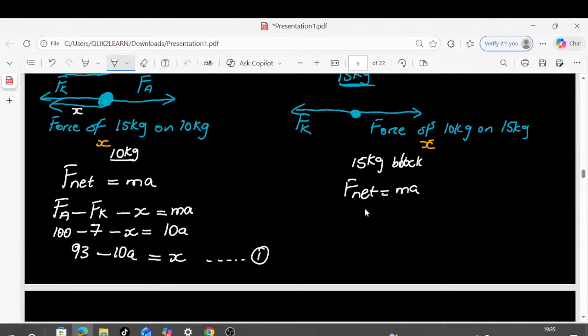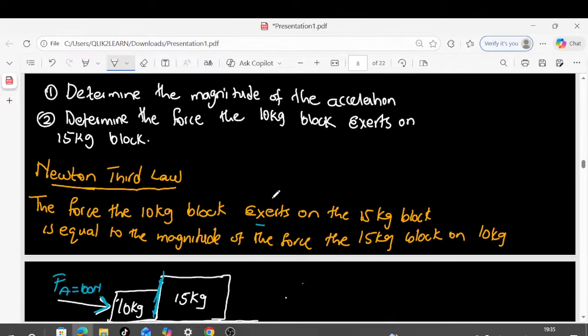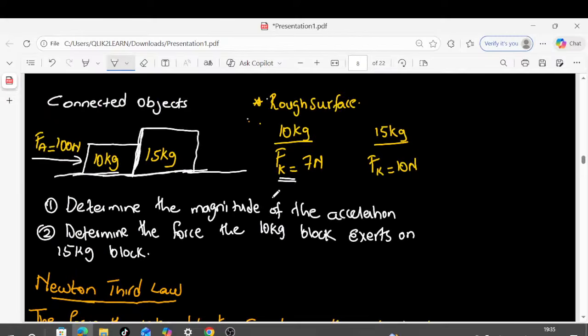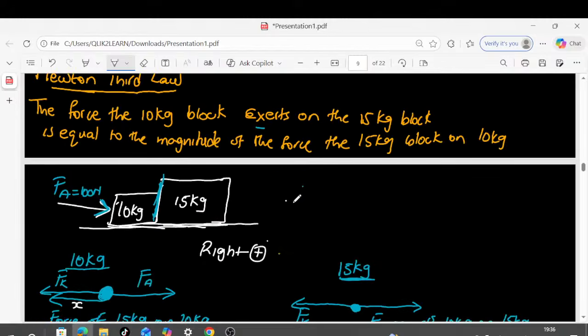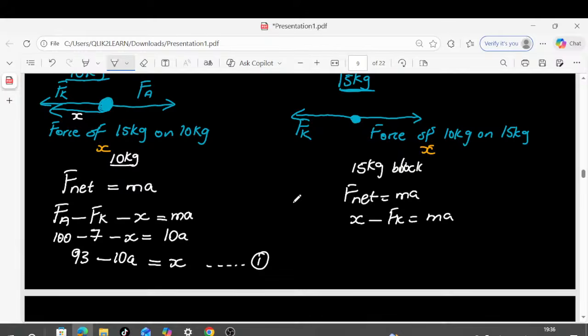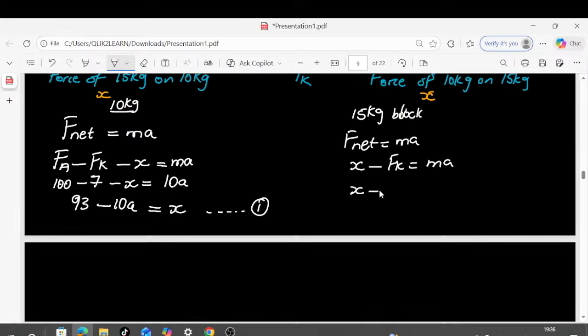What is my F net? I take right as positive: all the forces going to the right minus all the forces going to the left, equated to MA. So this will be X minus, and we know the frictional force for the 15 kg block was given as 10 newtons. So I substitute: X minus 10 is equal to the mass, 15A.